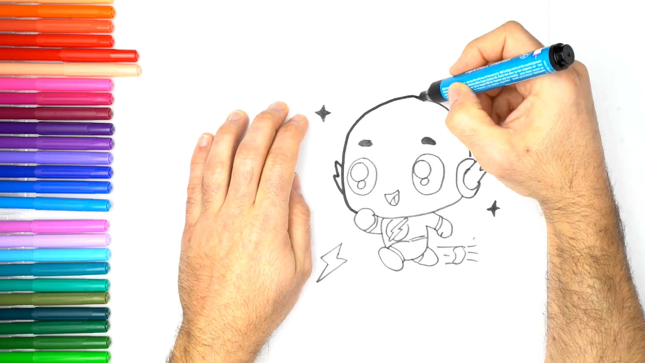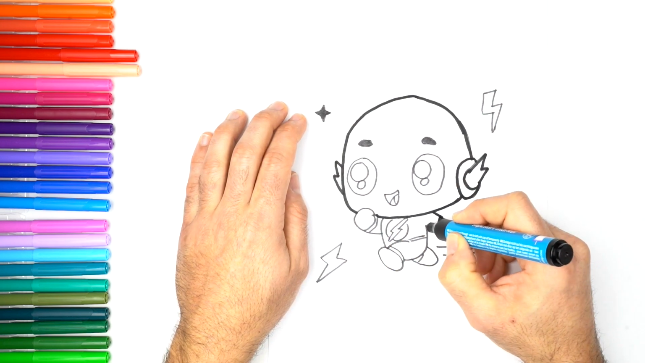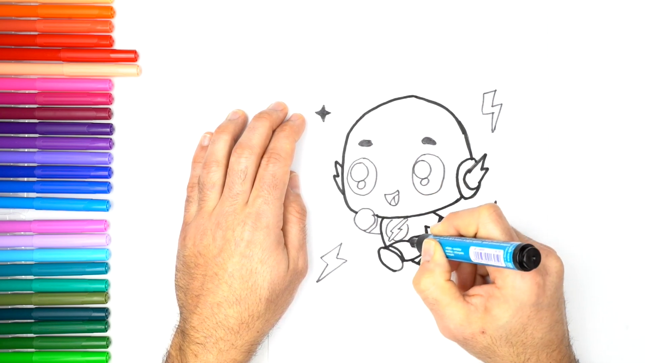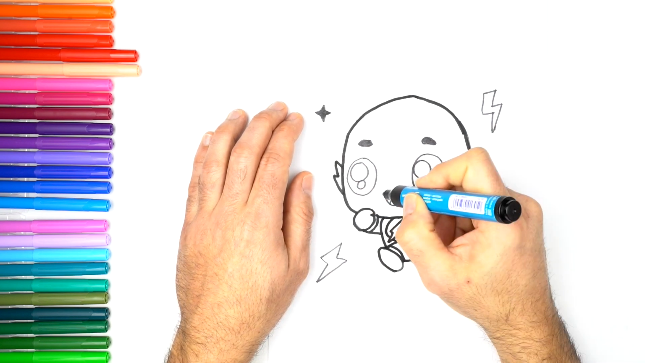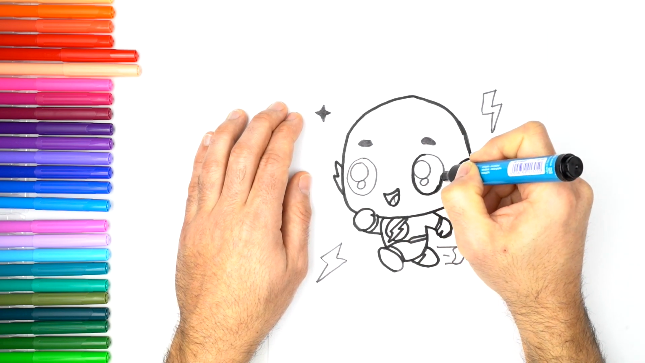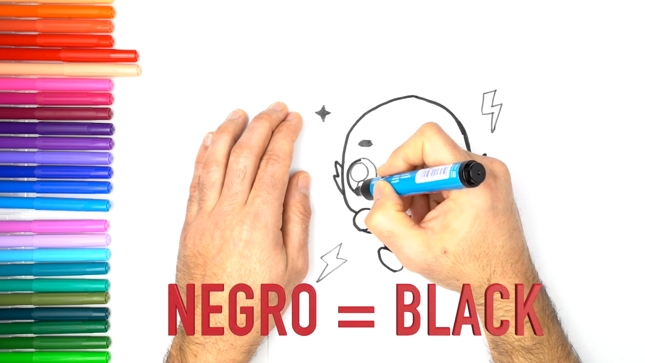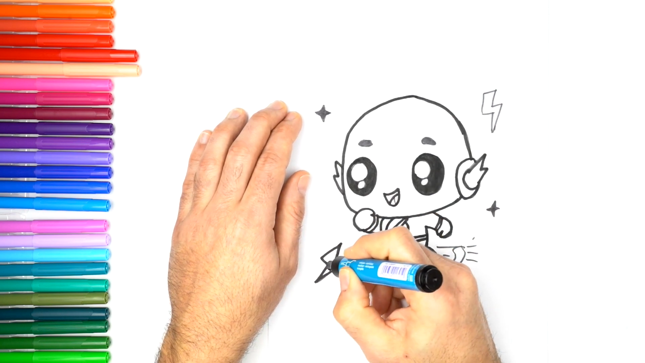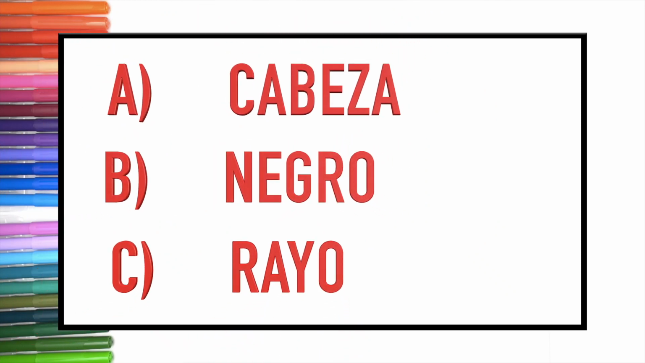Now we use a larger marker to highlight our drawing. We painted the eyes black, which in Spanish is NEGRO. It's time for the question of the day. How do you say ray in Spanish? At the end of the chapter, we will know it.